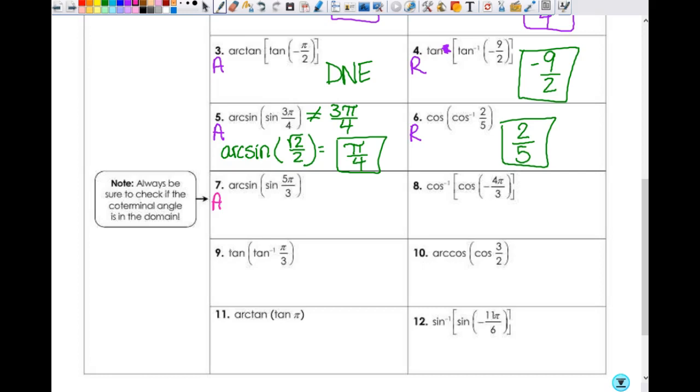5 pi thirds. Oh, good Lord. 5 pi thirds is in the 4th quadrant because 6 pi thirds is 2 pi, right? So 5 pi thirds, we're in quadrant 4. Are we all good with that? Okay. So we're in the 4th quadrant.